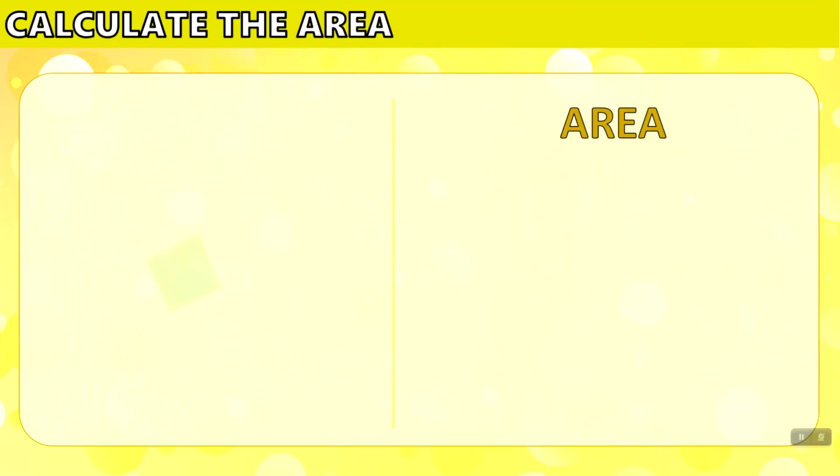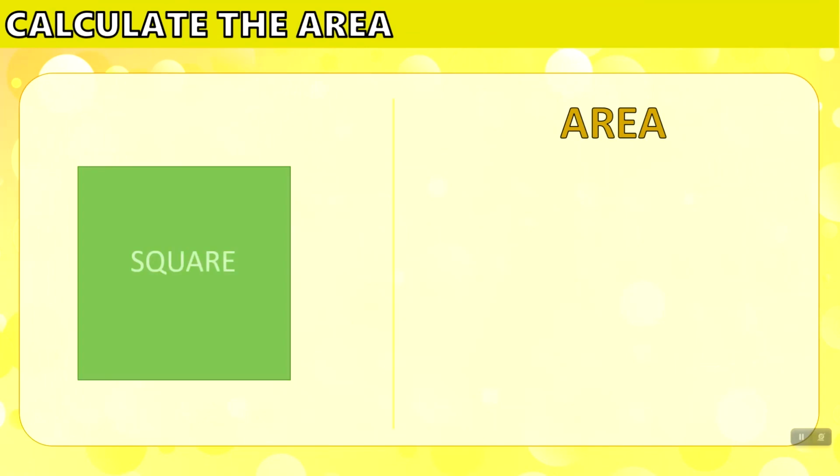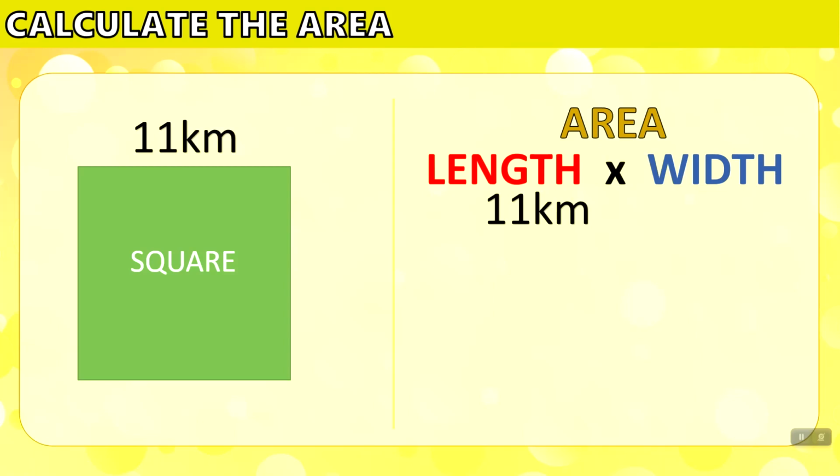Let's look at another one. This looks like a square, and it is 11 kilometers each side. The area of a rectangle or a square, length times width. The length we know is 11, but it doesn't give the width. But we know that a square has all sides the same length. And so if the length is 11, the width is 11.